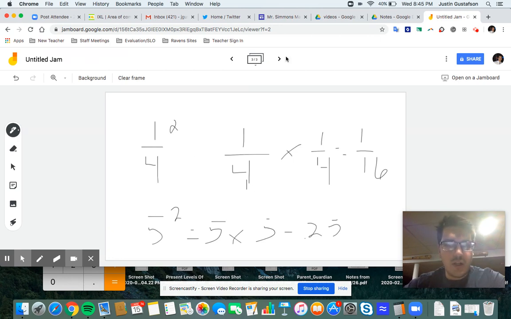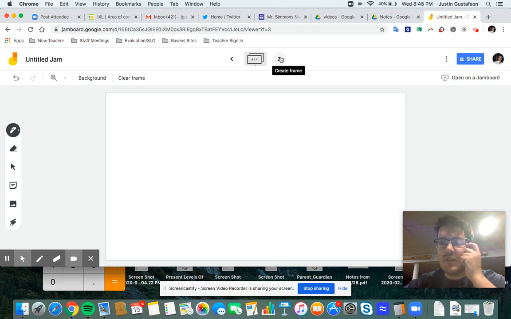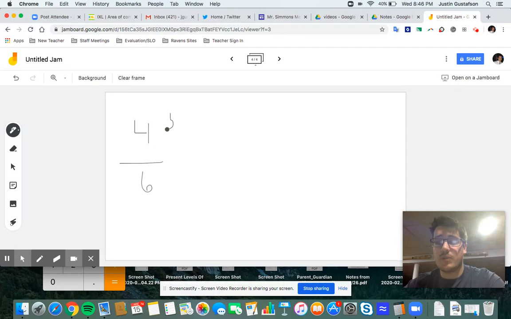But let's do another problem. What if we did 4/6 to the third power. Now, I know I have to do 4/6 times 4/6 times 4/6, but I'm going to take this one step at a time. My first part of the problem is going to be 4/6 times 4/6.